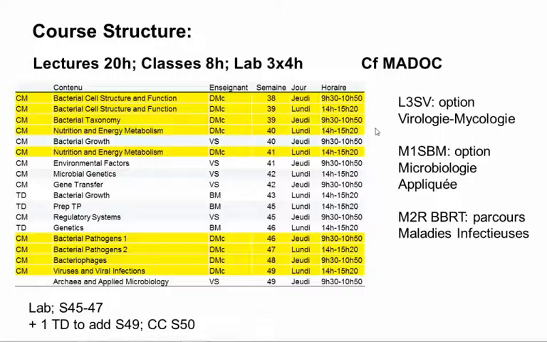All right, and this part of the slide is just about what you can do or other courses you can study if you are interested in microbiology. So if you like this kind of subject, you can take the option virology, mycology, and parasitology in L3 next year. Afterwards, in Nantes, in the SPM master, there's one module that's microbiology. And in the M2 research, BBRT, there is parcours maladie infectieuse. So this is pretty much what we can offer you in microbiology in Nantes.